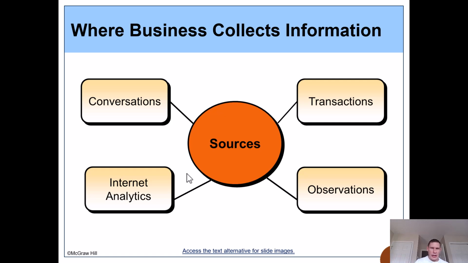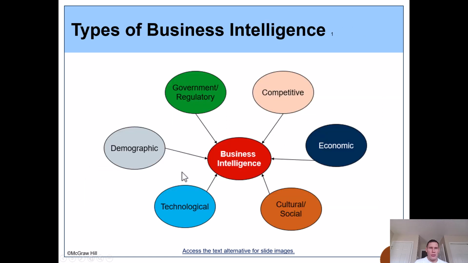There are more ways than this, but some common sources could be analytics from the internet, things that they're able to download, get off of the websites, all the things that they track on the websites. Clickpaths, for example. Conversations could be one, maybe more qualitative. Transactions, obviously, there's hopefully a lot of those, and observations.